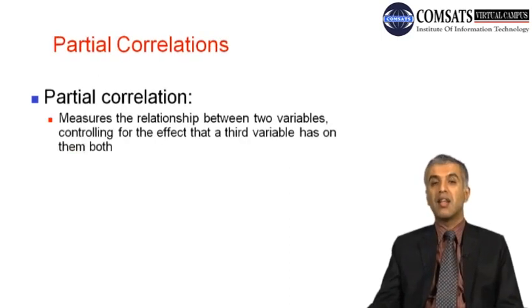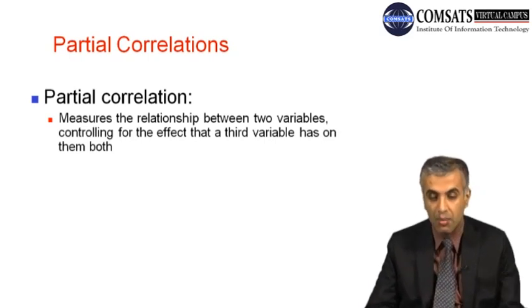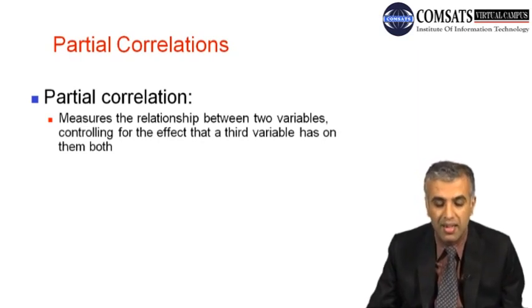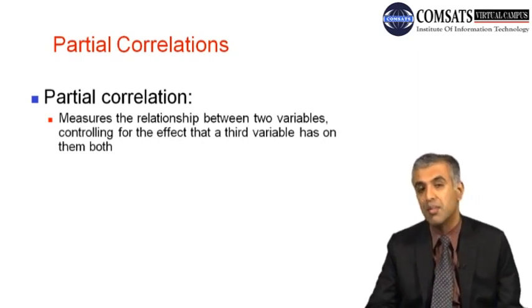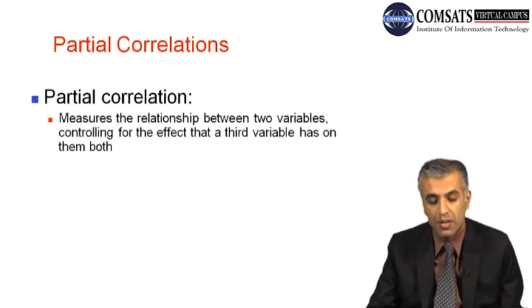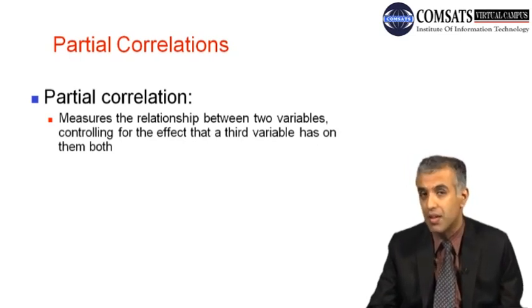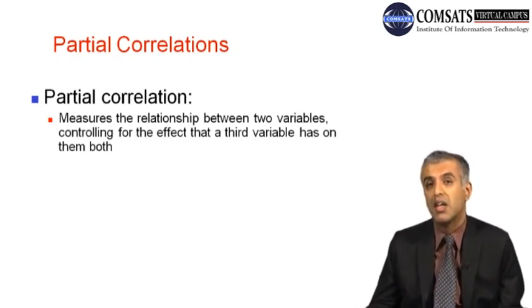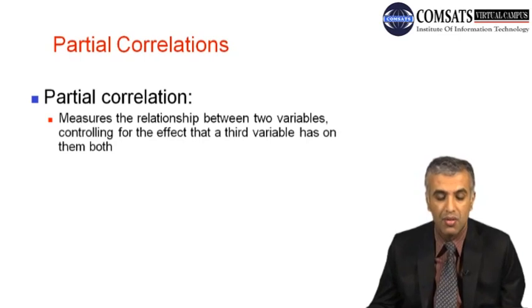Based on that, another important phenomenon which we discussed in detail was partial correlation, how partial correlation is defined, and that it basically measures the relationship between two variables while controlling for the effect of a third variable. So partial correlation is very effective in our future analysis.